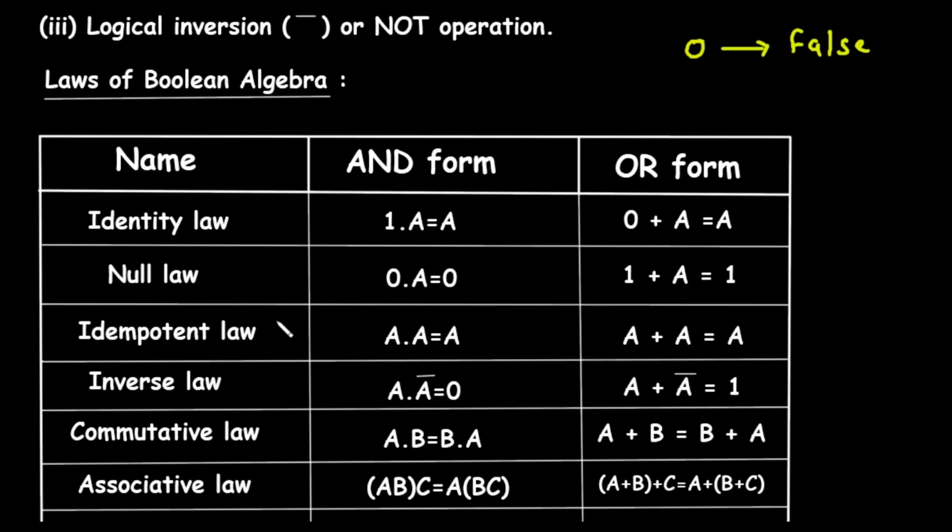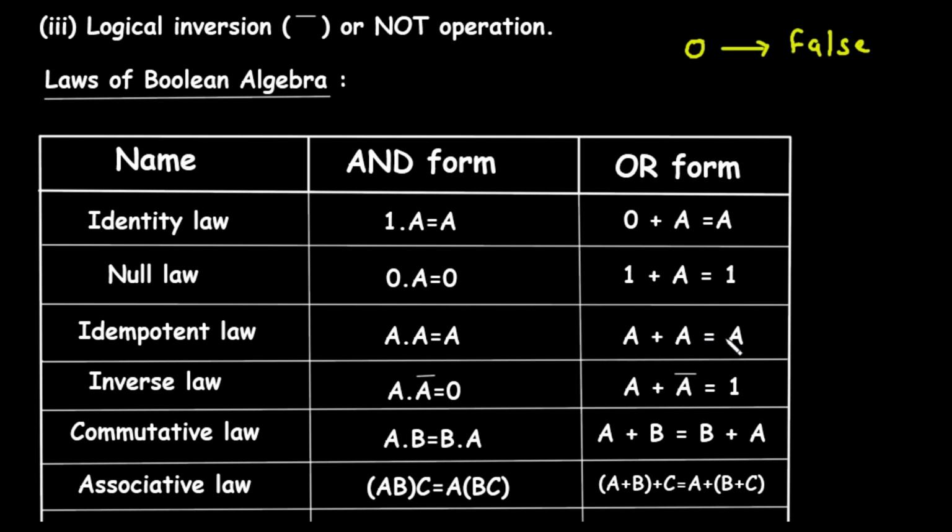Then idempotent law. So A into A is equal to A. Idempotent is a fancy word that means doing something multiple times has the same result as doing it once. So for OR form, A plus A is equal to A.